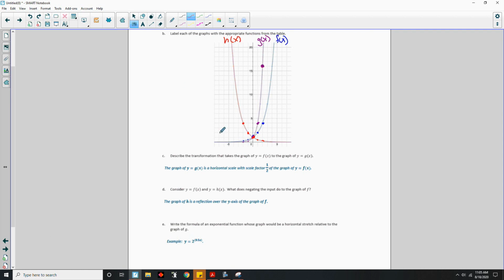Okay, so what are they talking about? Horizontal stretch. So if you make the multiple of the exponent a fraction less than 1, it would be a horizontal stretch. It would make it grow slower.